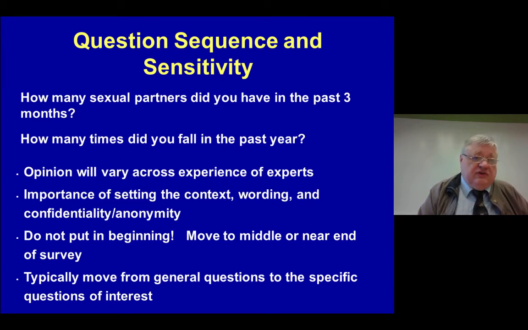Don't start your survey with these questions. Instead, move them towards the middle or near the end of the survey. If your survey is going to be on falls, then I would make it my second or third question, this general one, after setting the context, and then get into gradually more specific information around the falls that the older person has experienced. And again, as I said before, typically move from general questions to the specific questions of interest.